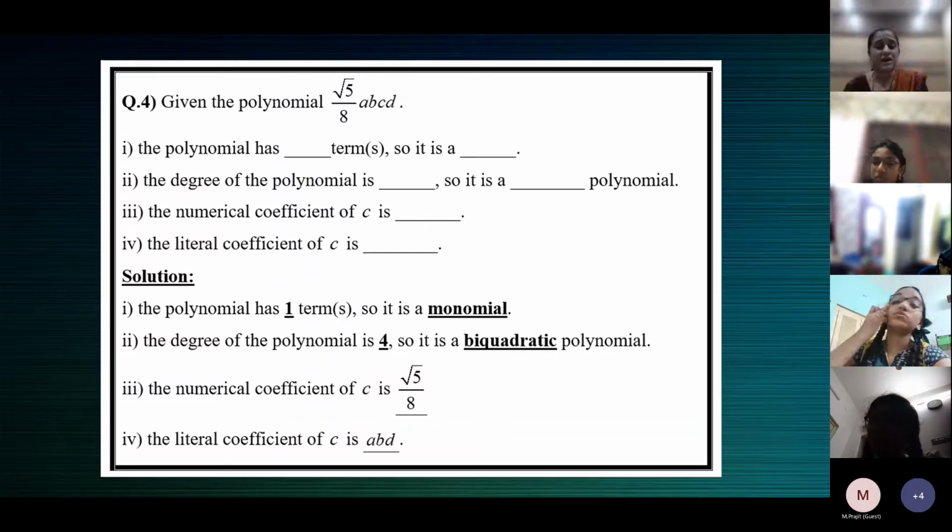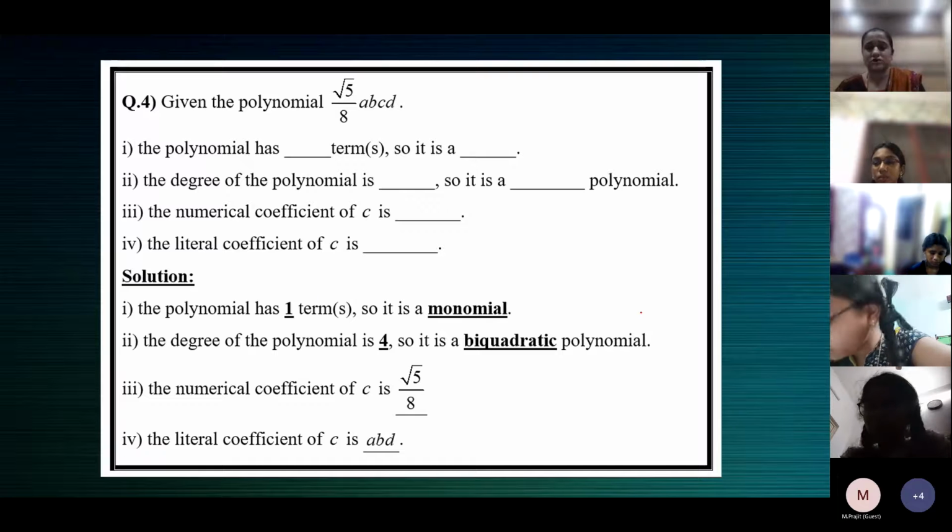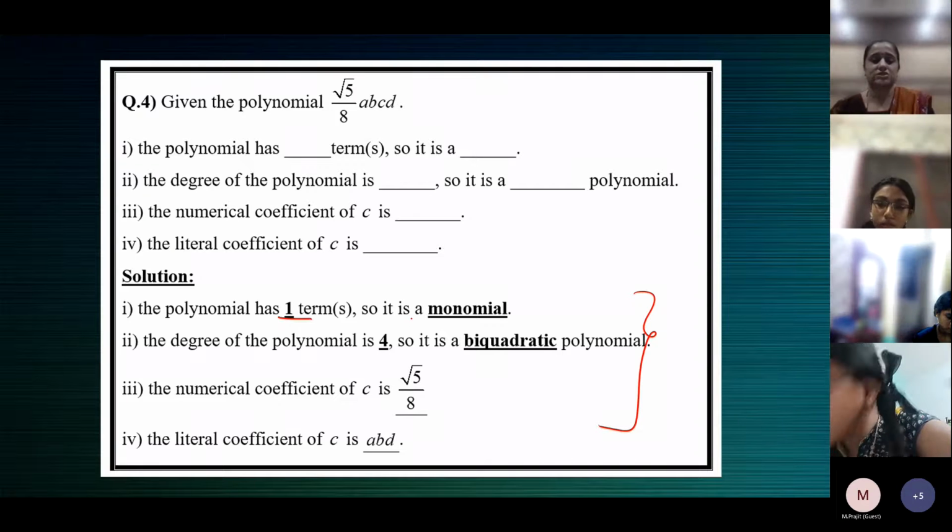Don't write only the answer in the blanks, children. Please write the question and then the answer. You don't have to write it two times. Write this one alone with the dash.